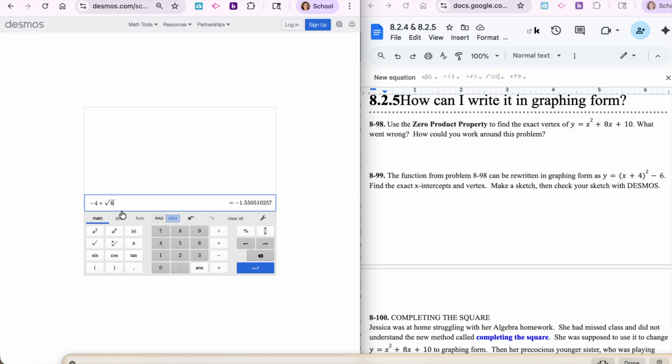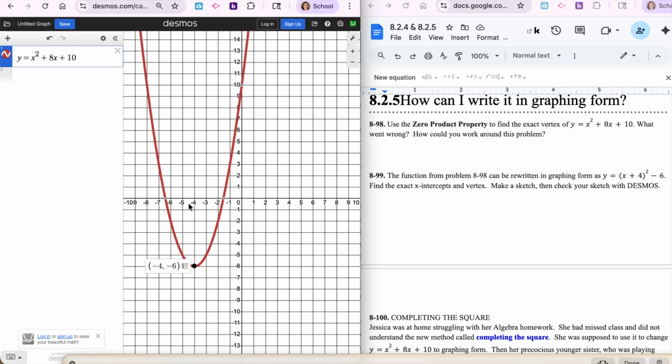And -4 minus the square root of 6 is -6.45, which is exactly what we saw when we were looking at the graph. Okay. Then it says to find the vertex. When I'm looking at the parabola, it's easy to see. However, we can use algebra to find where that vertex would be without graphing.